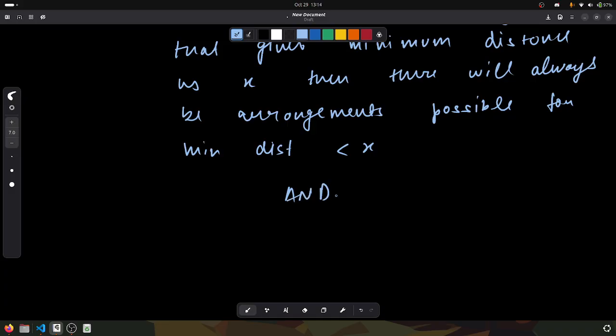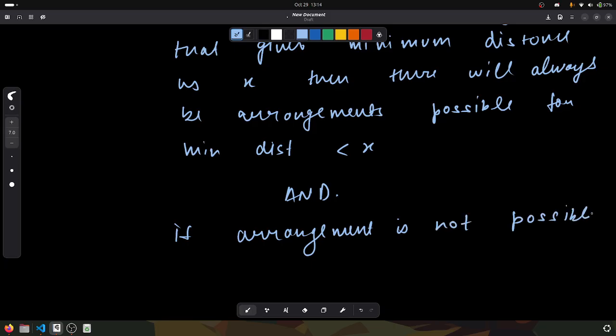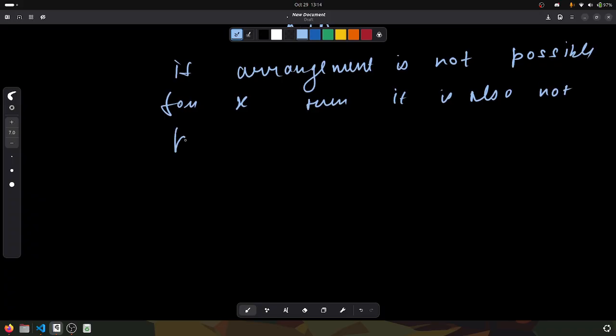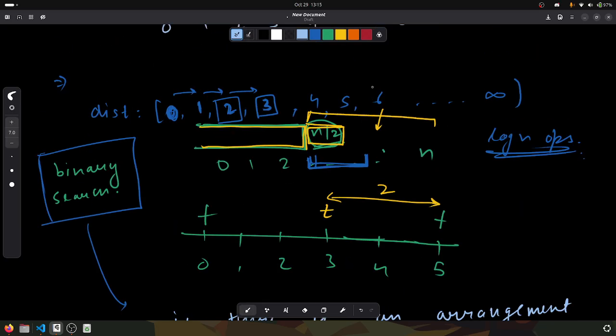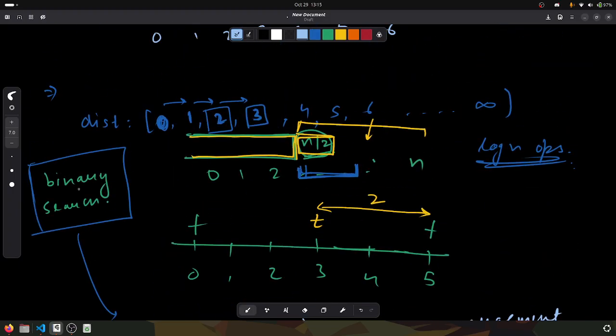and another property is that if an arrangement is not possible for x, then it is also not possible for distance greater than x, because obviously here we can see that distance of 5 is not possible, then obviously 6 will also not be possible there, because if we are not able to make the minimum distance as 5, then obviously we will not be able to make the minimum distance as 6. So because of these two properties, we can apply binary search in this question.